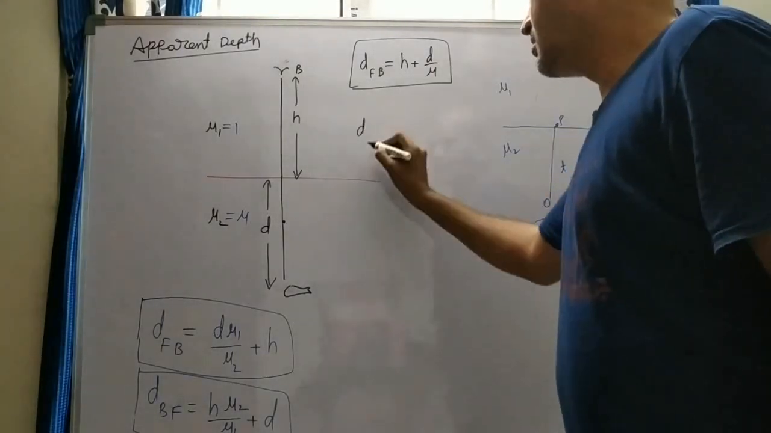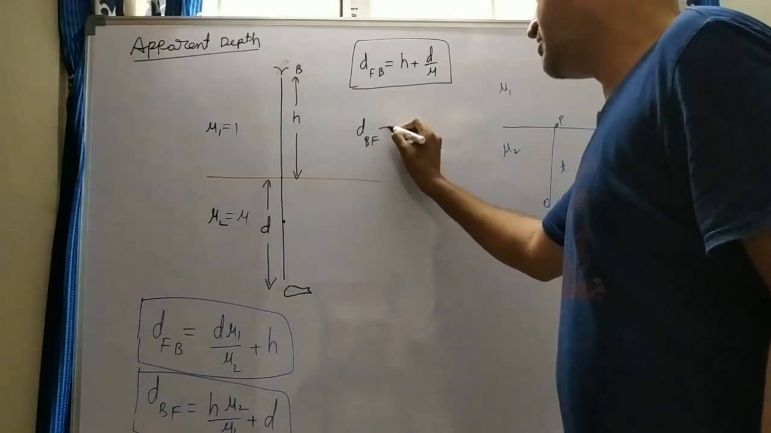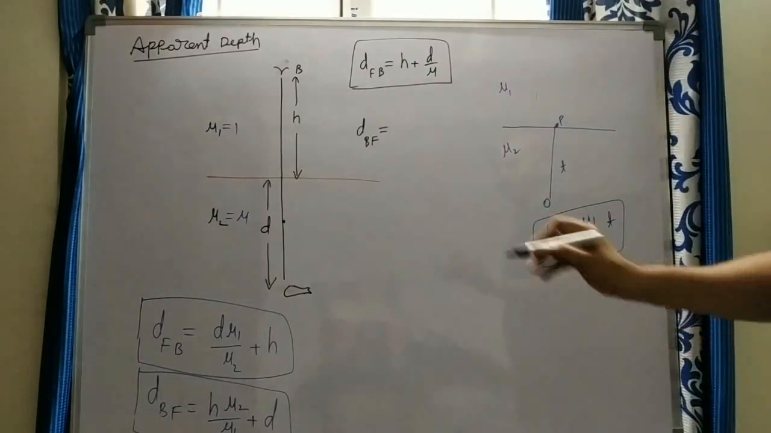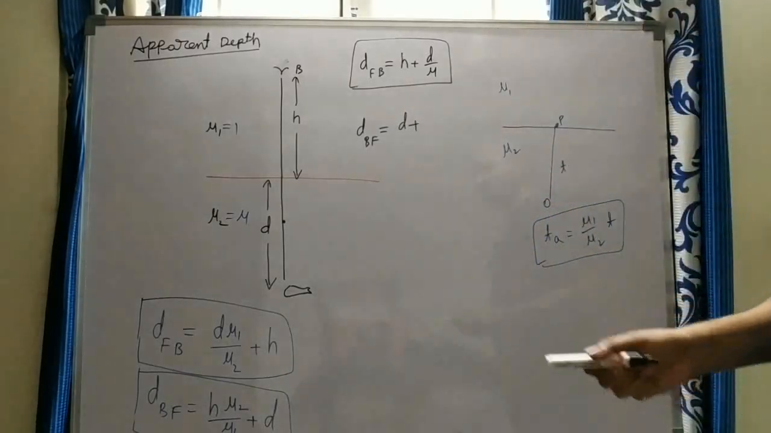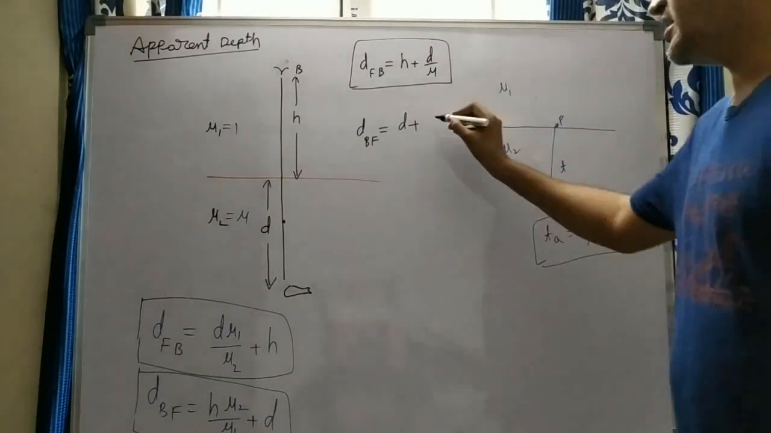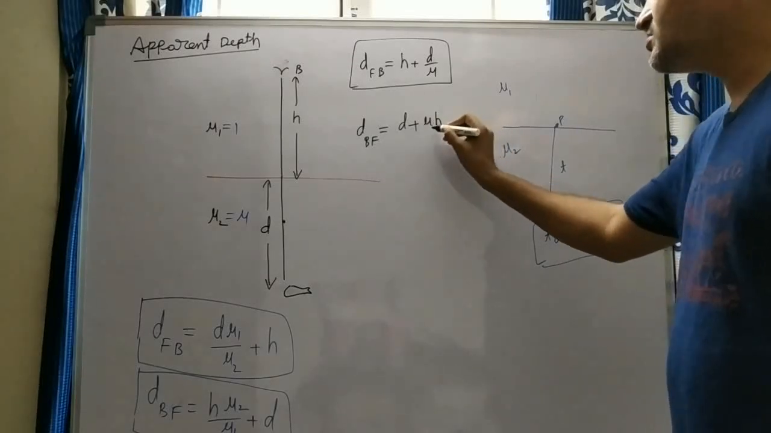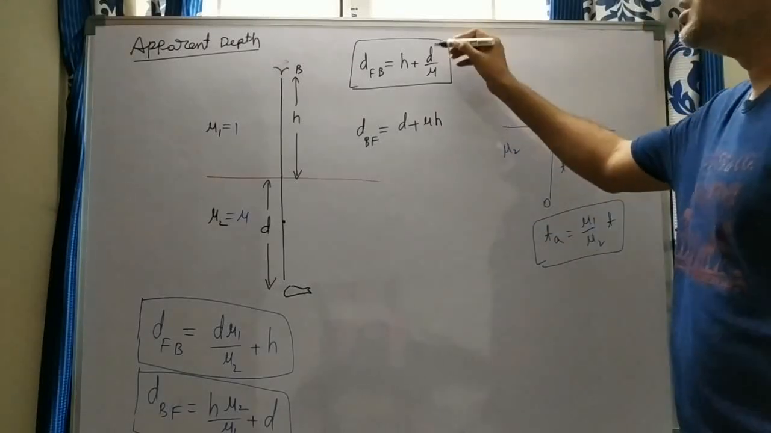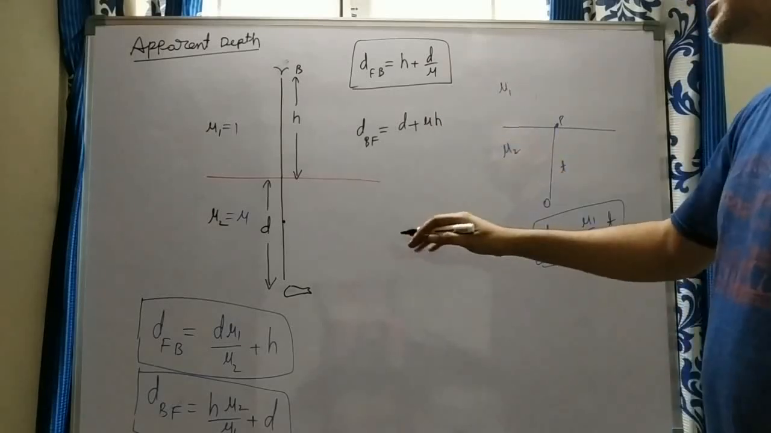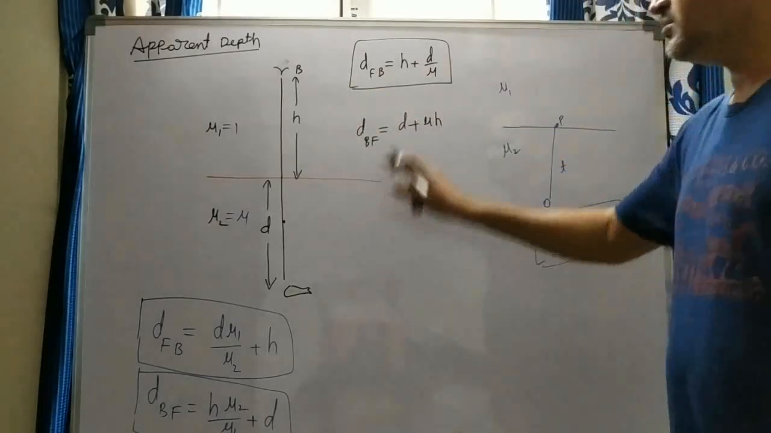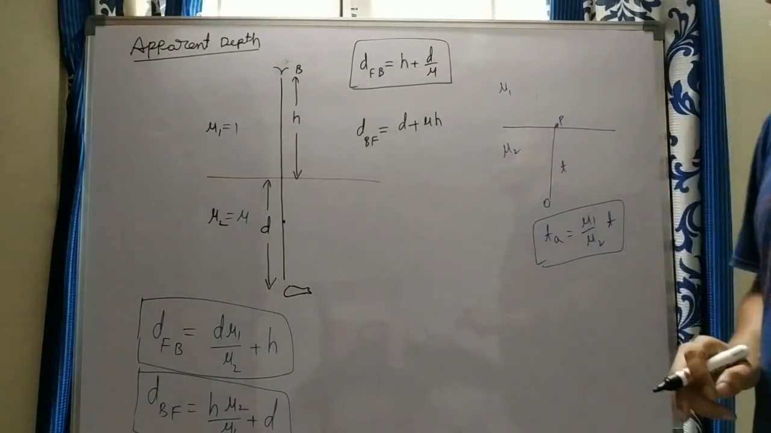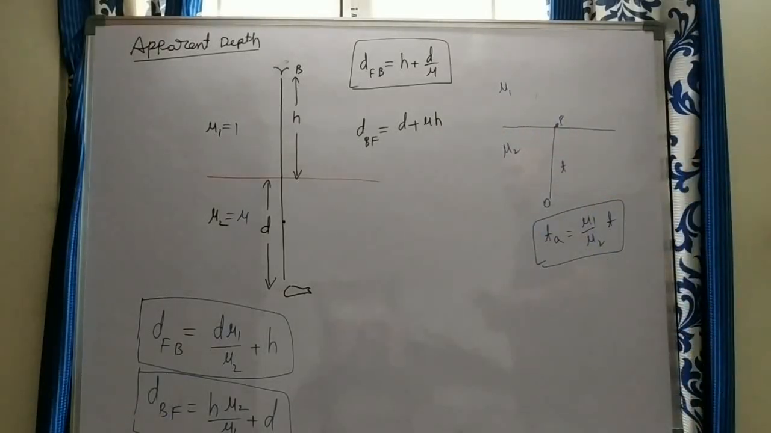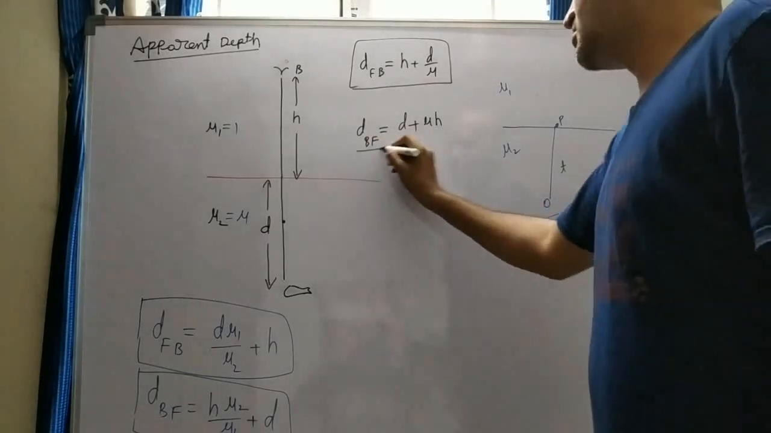And what about the second case, the distance of the bird with respect to the fish? If the fish starts observing the bird, the actual distance d plus, with mu2 as mu and mu1 as 1, we can write mu h. Mu h means more than h. Here d by mu is less than d. So the actual distance is h plus d, but in the first case we get less than h plus d, and here we get more than h plus d. So the fish observes the bird at more than the actual distance.